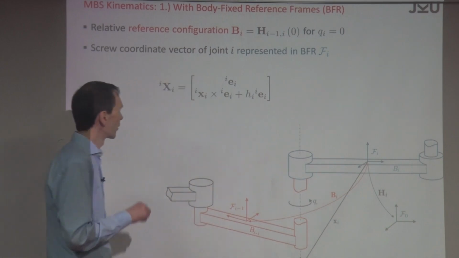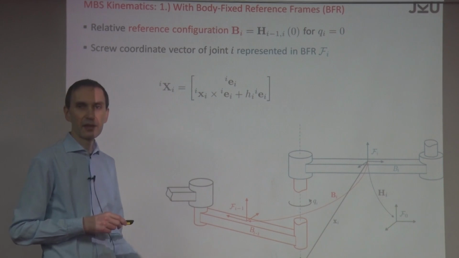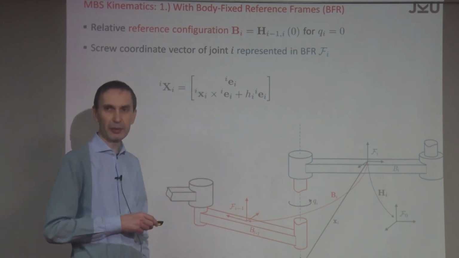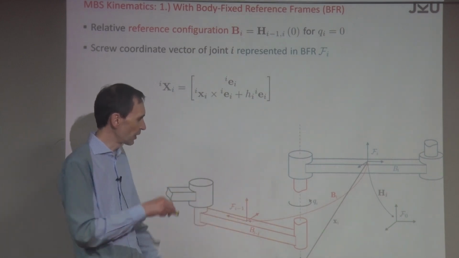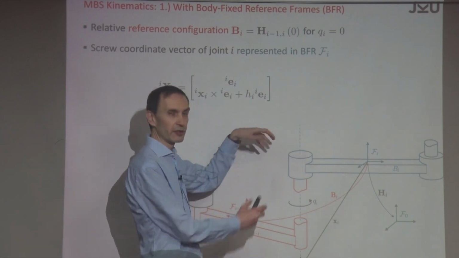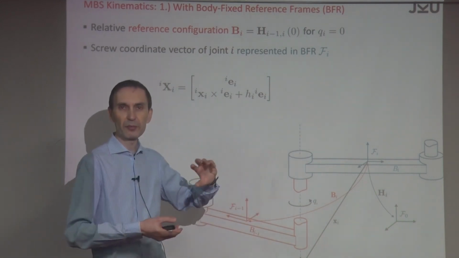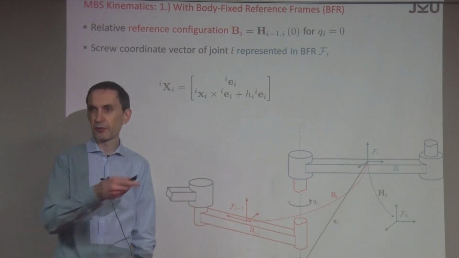And then the formula goes like this. You take X cross E, and that's it. And then generally you might have a pitch, h. For the revolute, if this is really a pure revolute joint, the pitch is 0, as you said. But that might be a screw joint, right? It might be a spindle or something. So then you have a finite pitch, whatever the pitch is of the screw.